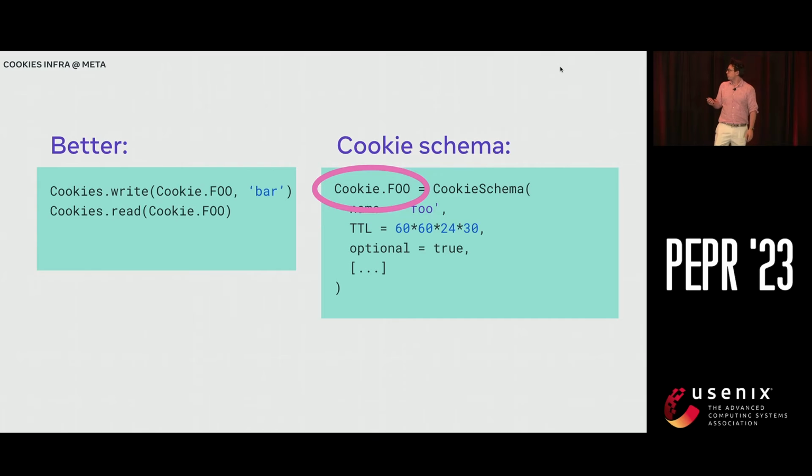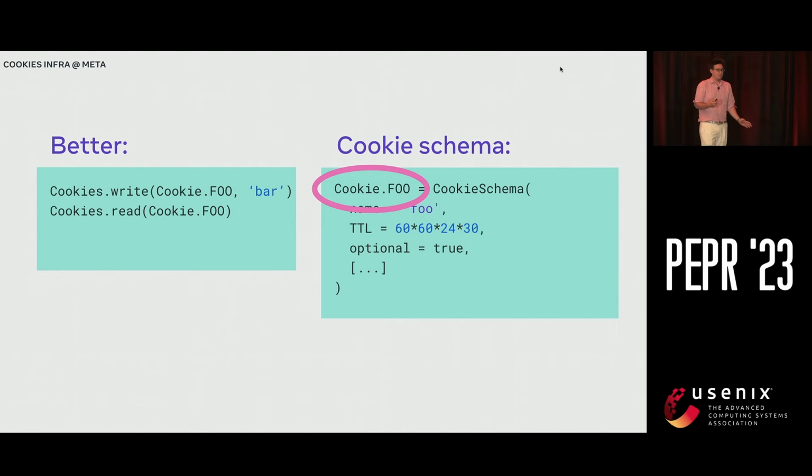A few other things I want to call out. We don't take arbitrary strings. We take an enum value. So there's actually an enum. It's called cookie schema prod.php. And the only way to read and write a cookie is to pass it an enum value that's in that enum.